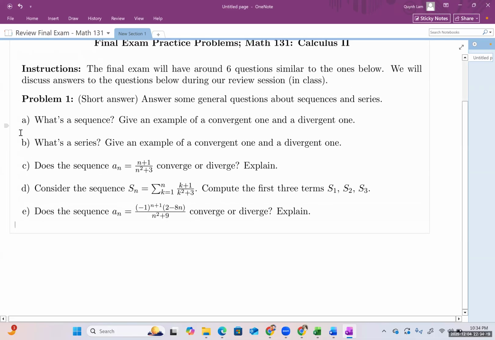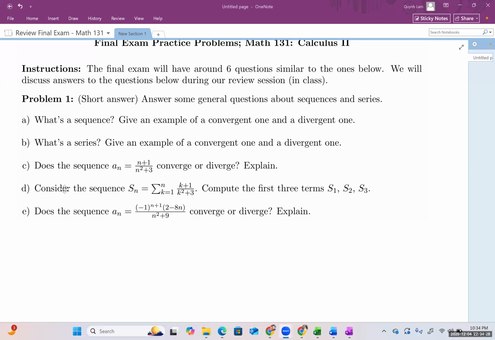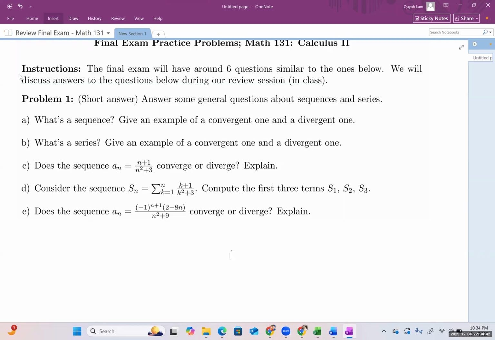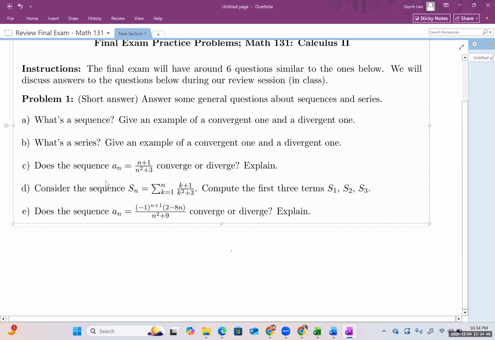Let me see if I can cut this one. Let's see. Oh, hmm. I cut it. Okay, that's okay.